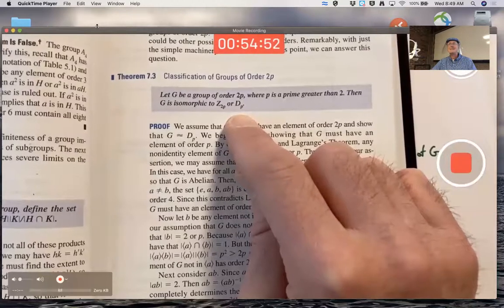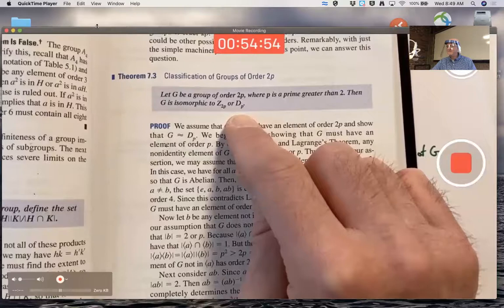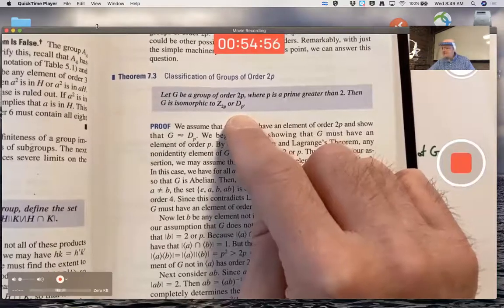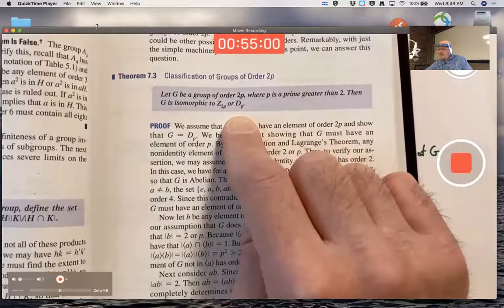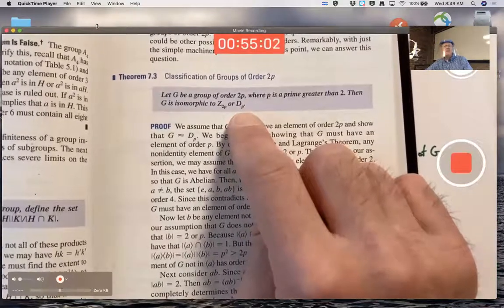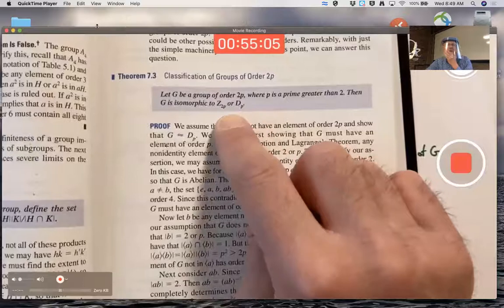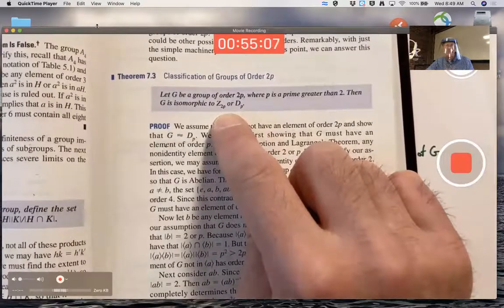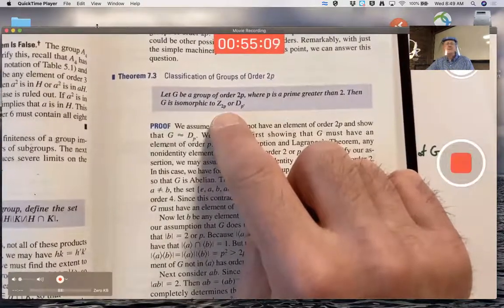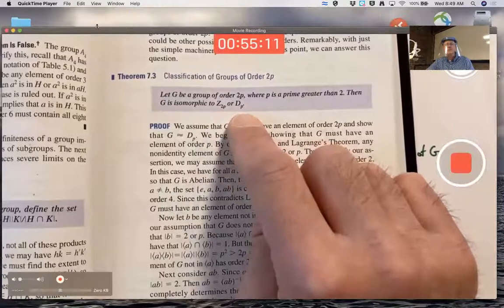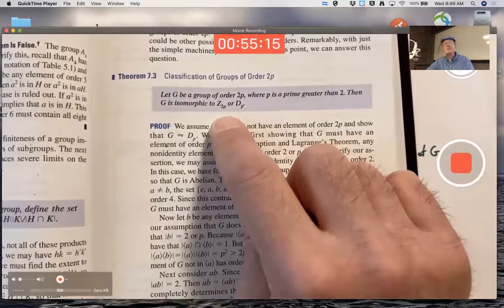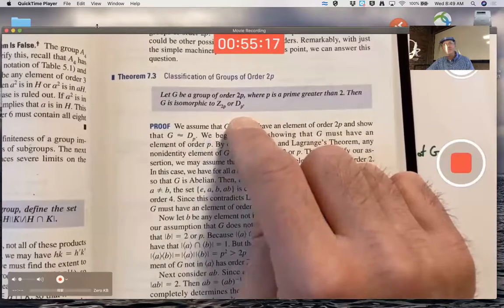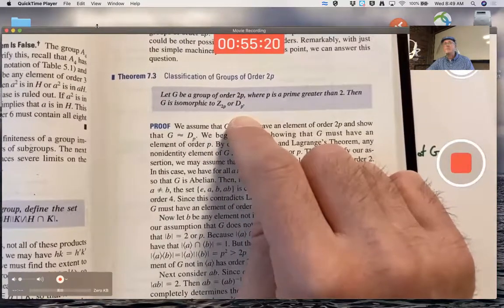Symmetries of a hexagon would be D6. Wait, did I say that right? Oh, D6, yeah. If P is 3, then it's either isomorphic to Z6 or D3, symmetries of an equilateral triangle. If P is 5, it's isomorphic to Z10 or D5, symmetries of a regular pentagon.